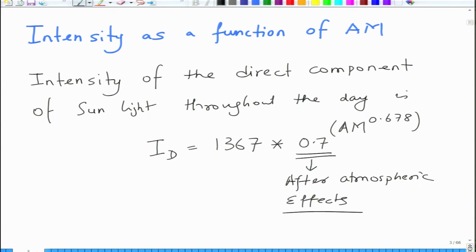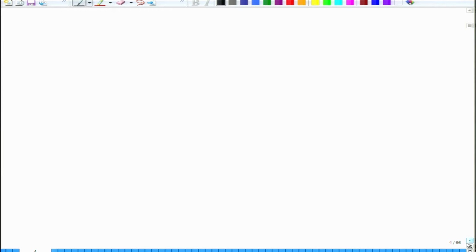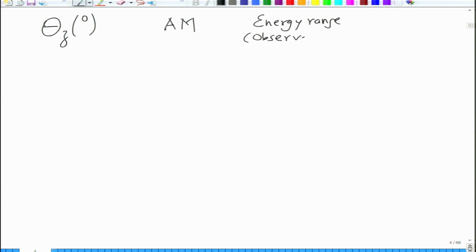So let me give you certain values now based on this. If you look at the intensity range, let us say theta z value is varying here, and let us say we take certain times of the day, AM, and energy range which is observed and energy as per formula. So if you look at AM 0, AM 0 is 1367 and the value observed is also about 1353 or so.